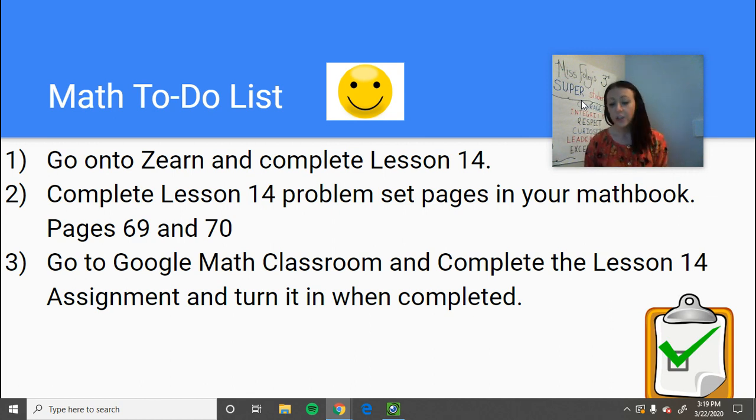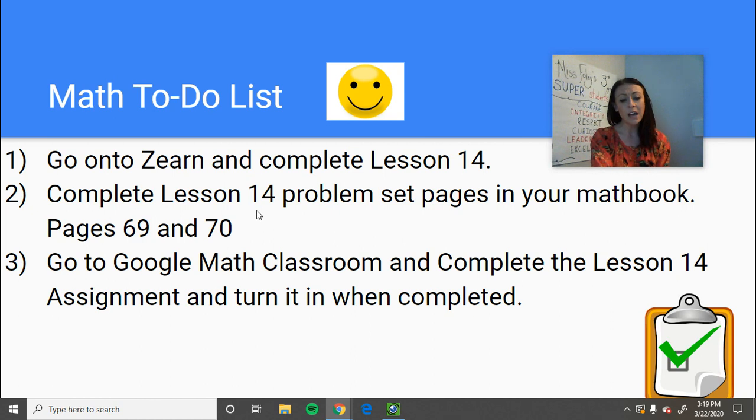If you're not sure, you can send an email to one of your teachers or message them in Google Classroom and they can let you know what lesson you're on, so that you don't get too far ahead. We want you to be right where we are. So if you haven't already, complete only lesson 14. Don't go past 14 in Zern.